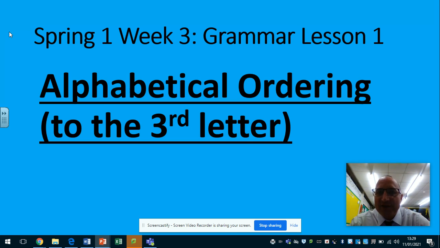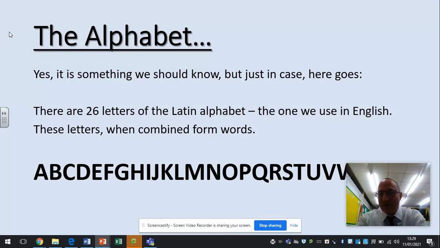Hi there and welcome to Year 4's first grammar lesson of the week. Today we're going to focus on alphabetical ordering to the third letter. So let's get started. The alphabet. Now, let's be honest, it is something that you should already know, but just in case, here goes.